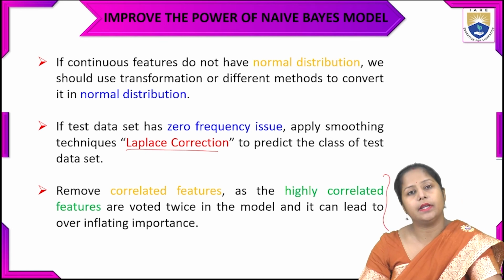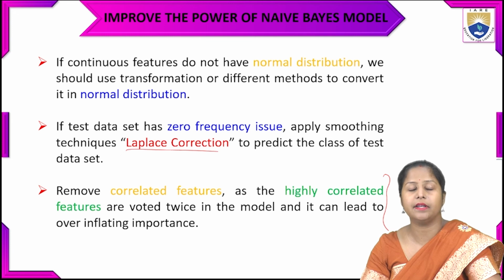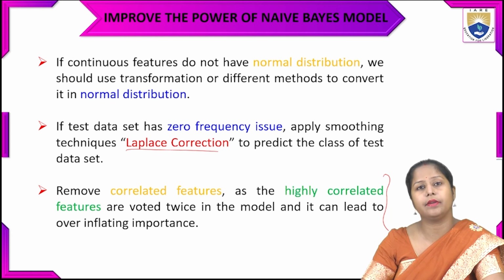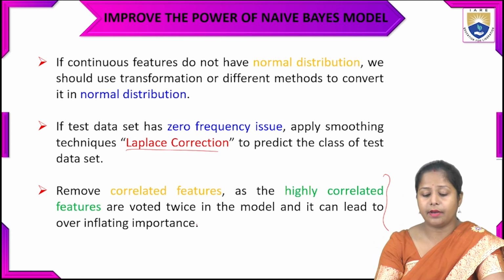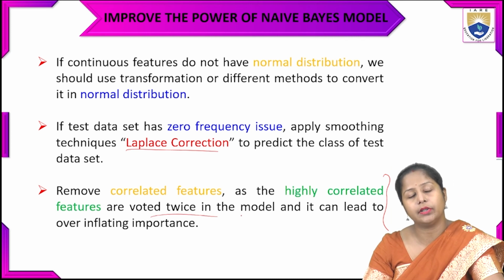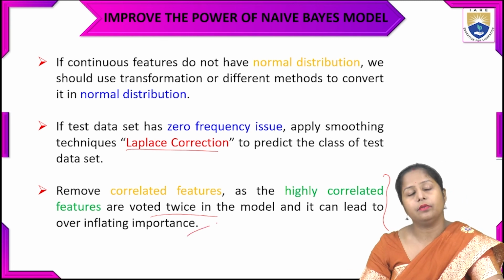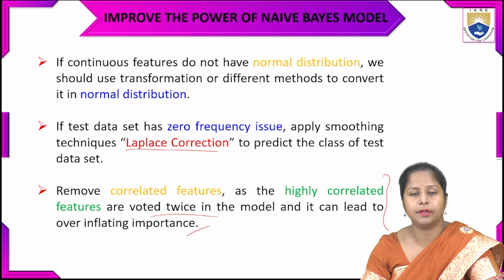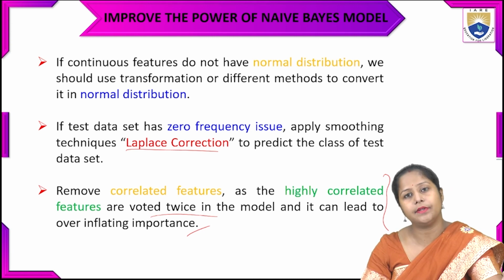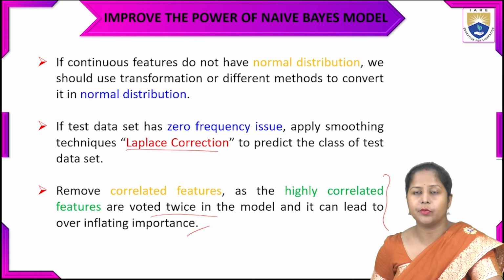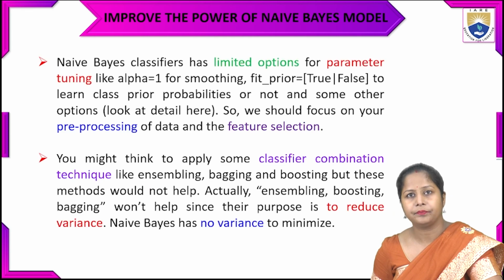In the third problem, we have to remove correlated features. If some of the features or variables are highly correlated, meaning there is a relationship and they are very similar, then we vote on it twice in the model. It can lead to overinflating importance. So the feature with the high voting is the one we would go with. That is also a drawback, and we have to improve that drawback of the naive Bayes model.